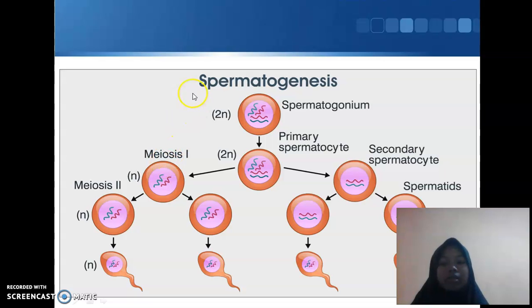This is a picture of the process of spermatogenesis. Spermatogonium is diploid, and then mitosis divisions, and primary spermatocyte, diploid, and in first meiosis division, secondary spermatocyte is haploid, and meiosis division 2, and then spermatids are haploid, and mature sperm cells are haploid.